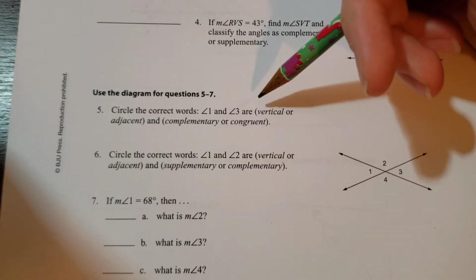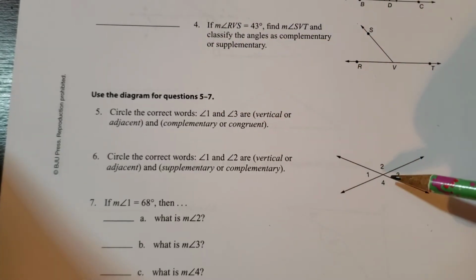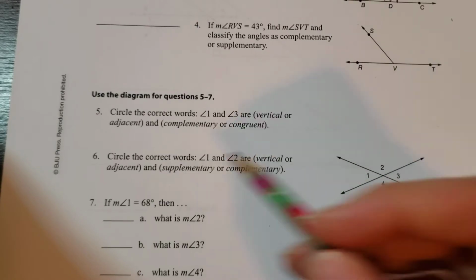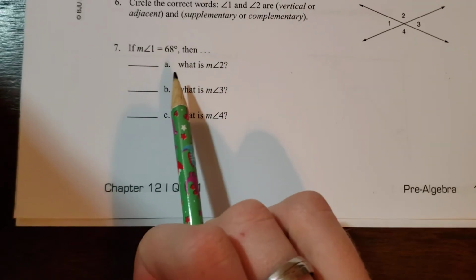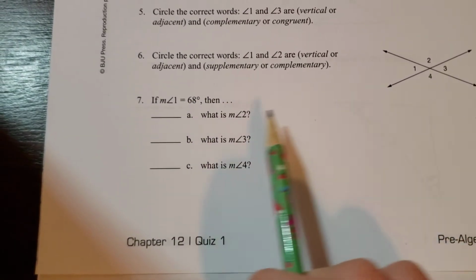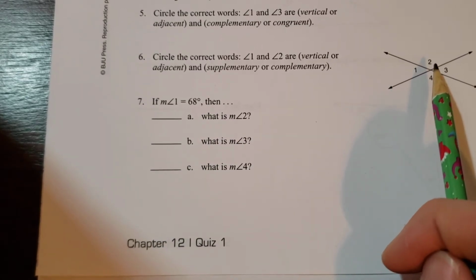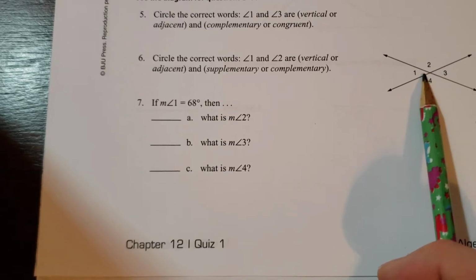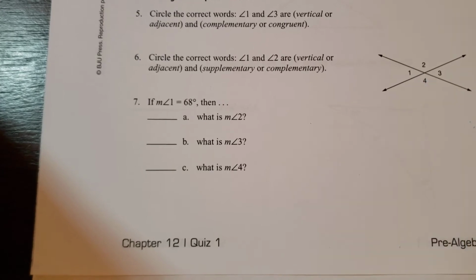5 and 6. Again, I spent a lot of time in the notes defining vertical angles and adjacent angles. So you should be able to do those no problemo. And again, here we're only given one angle. Angle 1 measures 68 degrees. Therefore, what's angle 2? Well, they're supplementary, so you should be able to figure that out. Angle 3, well, they're vertical, so you should be able to figure that out. Angle 4. Okay.